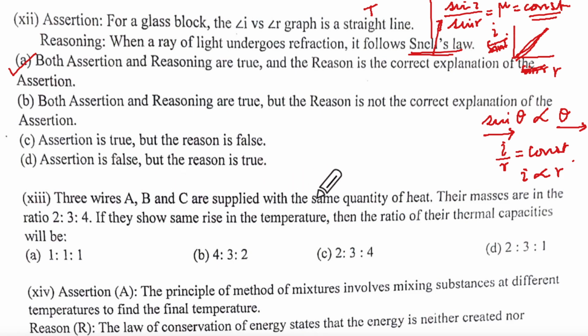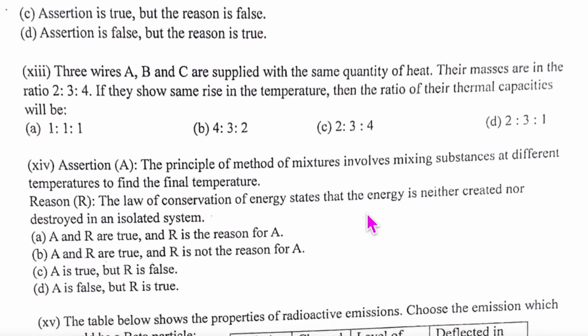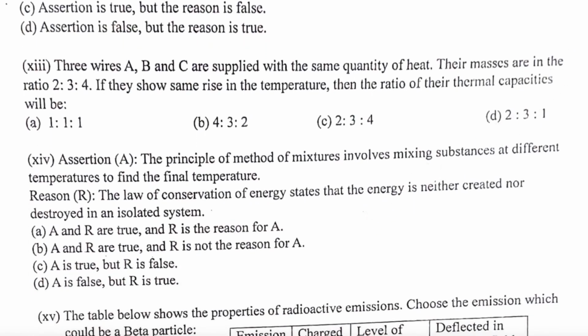3 wires A, B, C are supplied with the same quantity of heat. Their masses are in the ratio. If they show the same rise in temperature, then the ratio of their thermal capacities. Now they are telling you that they are supplied with the same quantity of heat. So QA is equal to QB is equal to QC. Correct?